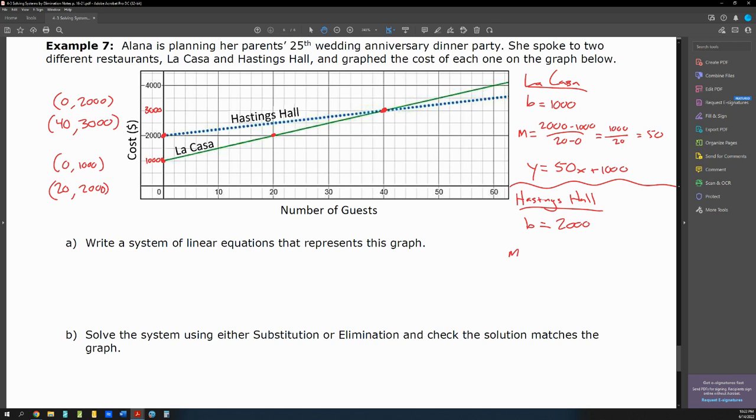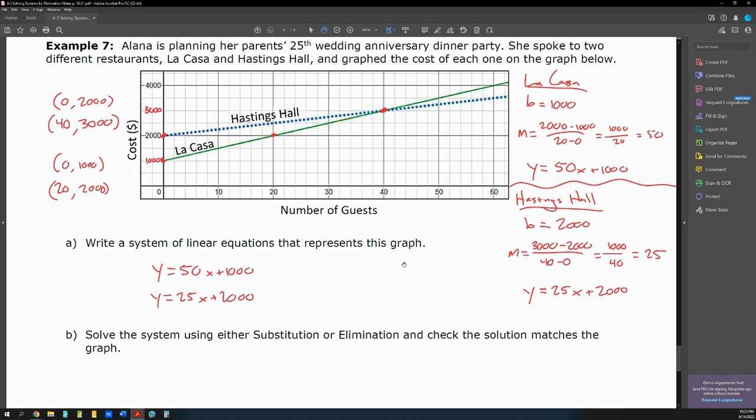So let's find the slope. m is equal to y2 minus y1, so 3,000 minus 2,000 over x2 minus x1, 40 minus 0. And this is equal to 1,000 over 40, which evaluates to 25. So the equation in slope-intercept form of Hastings Hall is y equals 25x plus 2,000. So let's go ahead and write both of those equations as a system. So y equals 50x plus 1,000 for La Casa, and y equals 25x plus 2,000 for Hastings Hall.